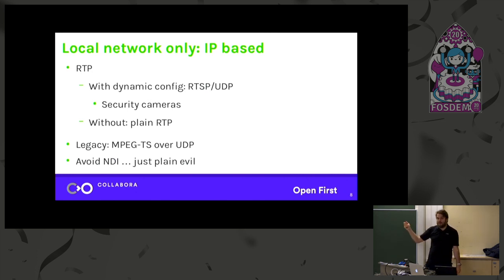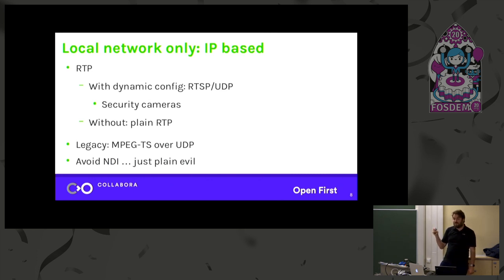And there's something called RTSP, which is a protocol to exchange a description in a format called SDP. This is what they use for security cameras. So almost all the IP security cameras that you'll find actually use RTSP, and it works. But it doesn't go through NATs if you send the video as UDP, so it's a bit limited that way.